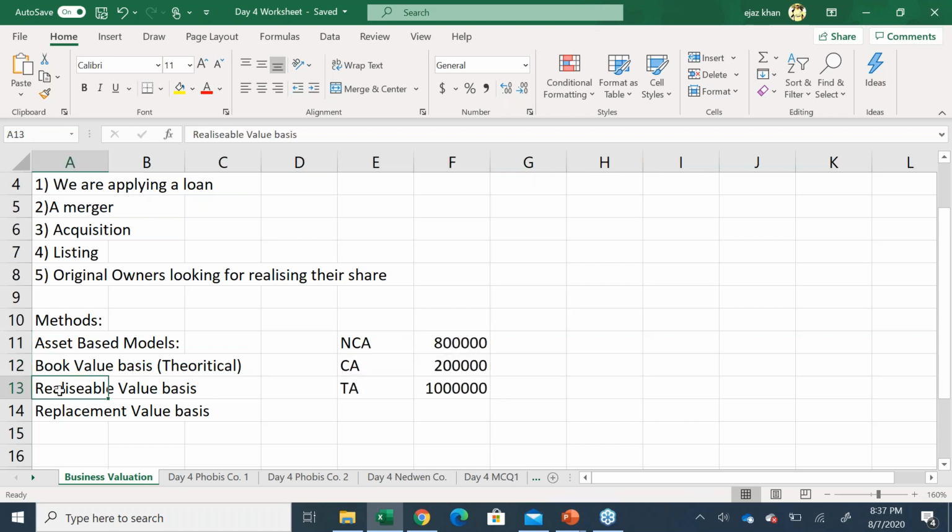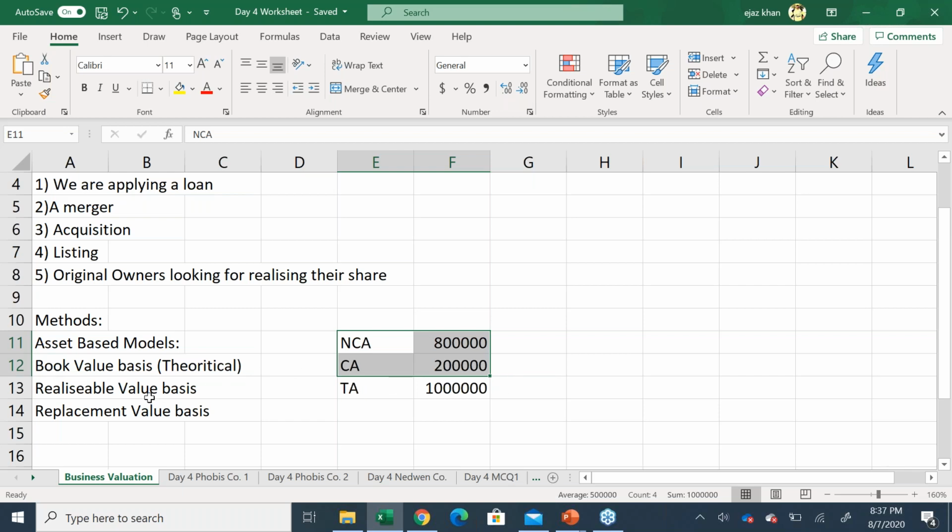Then comes the realizable value basis. Realizable value means forget about the historic value of this asset. Just check it out: if you want to sell this asset today in the market, what will be the value of this asset? It may be more than this, it may be less than this. So when you calculate the current market values of your assets, including inventory, it is called the realizable value method.